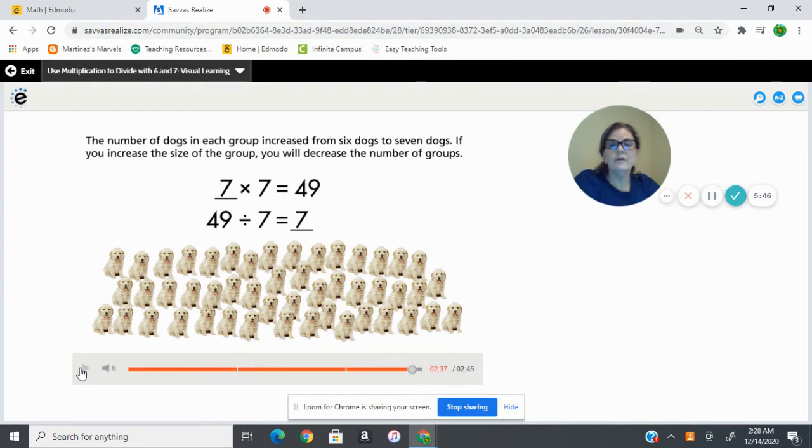Okay, so we can do that either way. If we decrease the size of the group, we will increase the number of groups. Okay, so be thinking about that concept as we continue on.